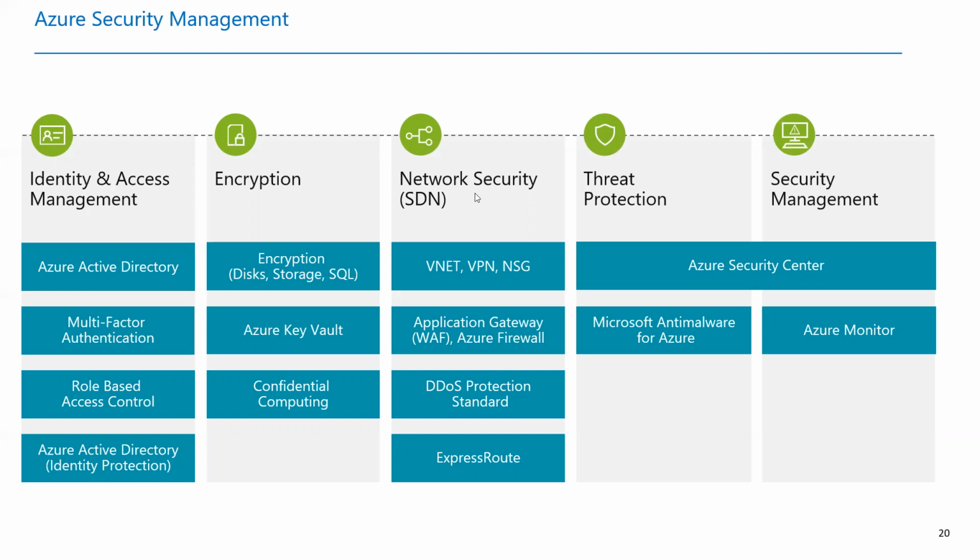When it comes to the network security components, we have VNet, VPN, the network security group, and subnets. So these are the kind of things we will be using in the network security. And the application gateway itself, the DDoS protection standard version, which is really expensive, so be careful when we are using it, and ExpressRoute for connecting to the on-premises services, and other services like Azure Security Center and Microsoft antimalware for Azure, or Azure Monitor, or Azure Advisor services. So these are some of the security management components.